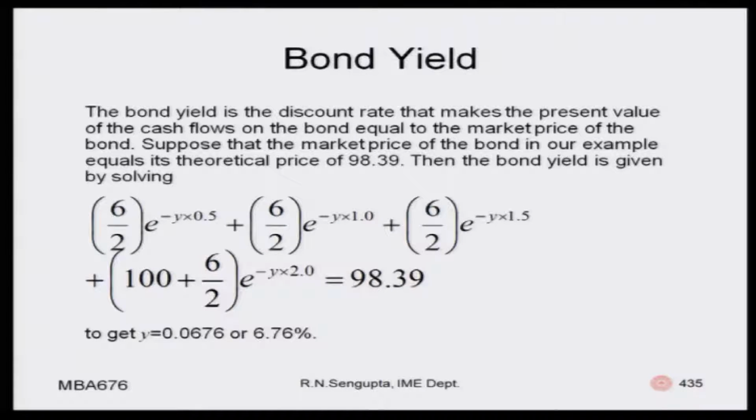Now, given this 98.39, you want to find out what the bond yield is. That means, what is the intrinsic value of the yield of the bond which is coming back to you.